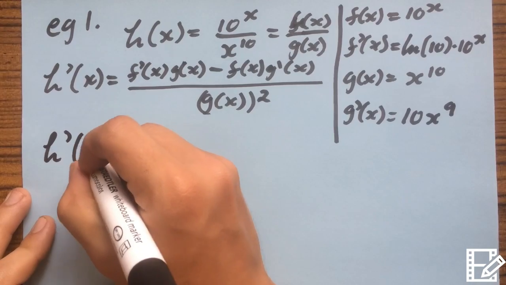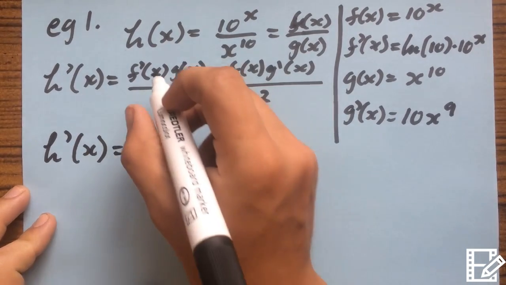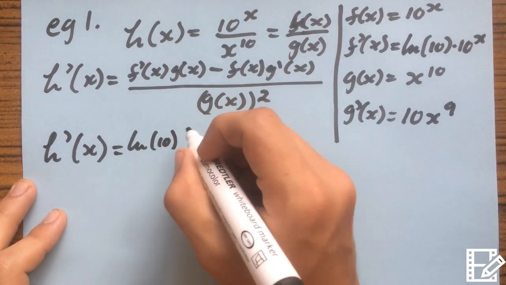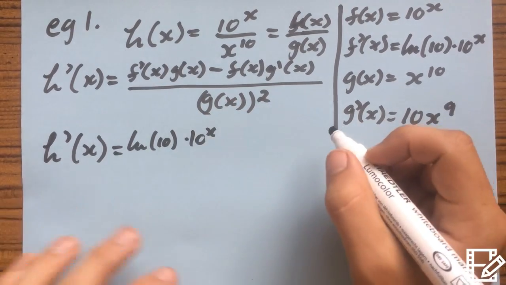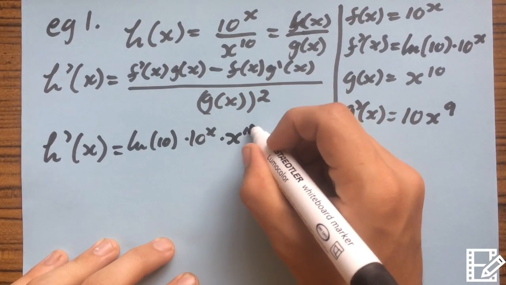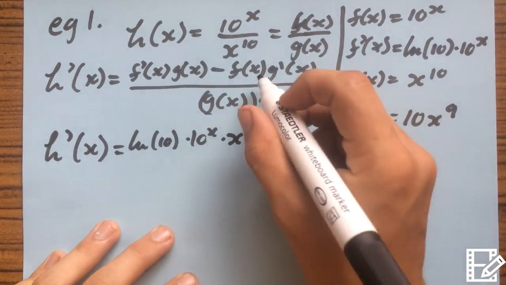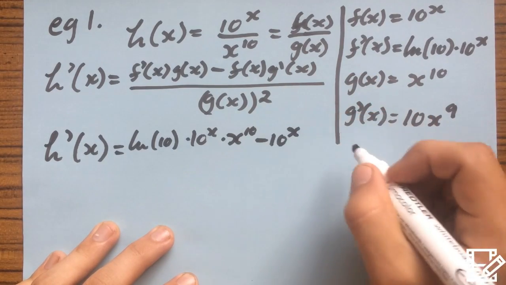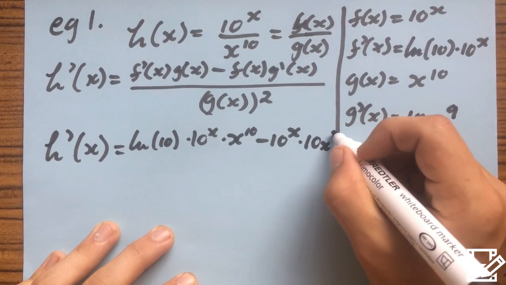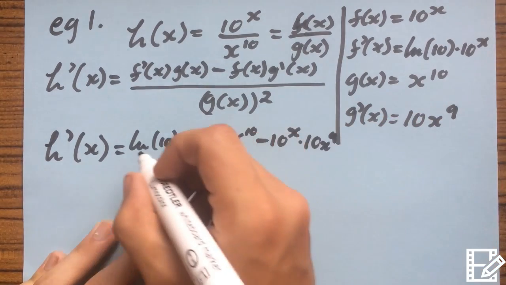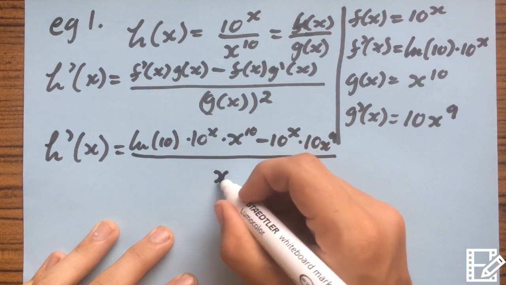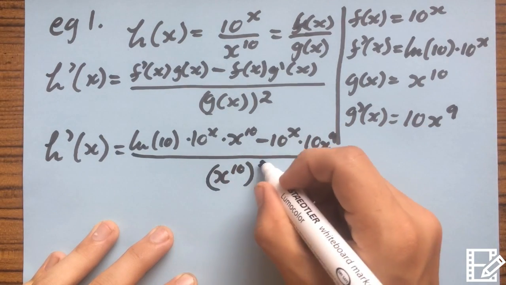Filling this in, we get derivative of f(x), ln 10 multiplied by 10 to the power of x, multiplied by g(x), which is x to the power of 10, minus f(x), 10 to the power of x, multiplied by the derivative of g(x), which is 10x to the power of 9, all over g(x) squared. That'd be x to the power of 10 squared.